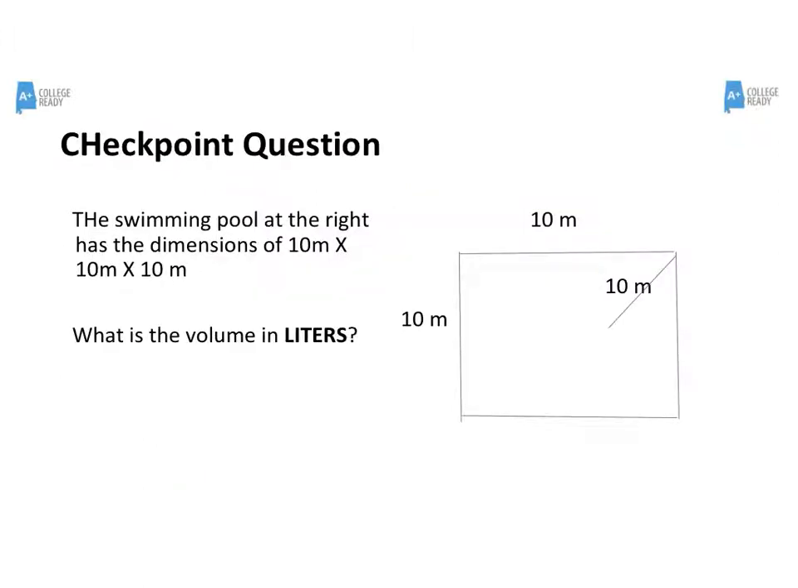So let's put this idea to use. We have a swimming pool here with the dimensions of 10 meters times 10 meters times 10 meters. So it'd be the length times the width times the height, or the depth if you want to think about a pool. And our question is, what's the volume in liters? So we have a length measurement and we're asked to go to a volume measurement. How are we going to do that?